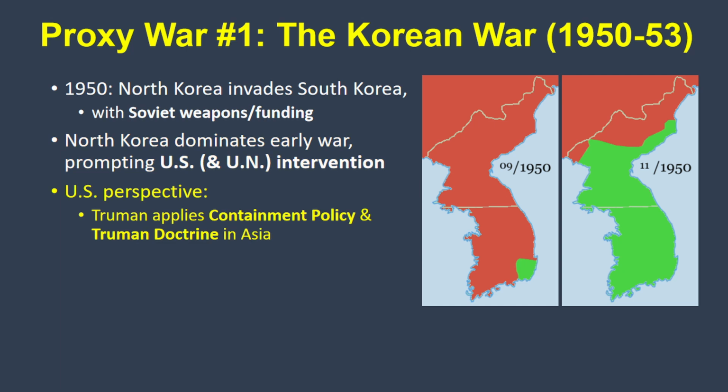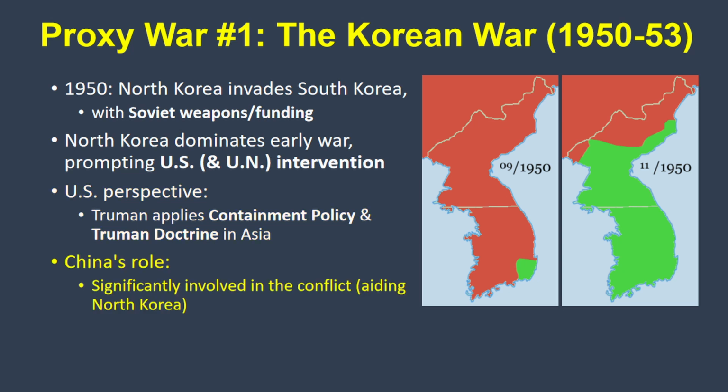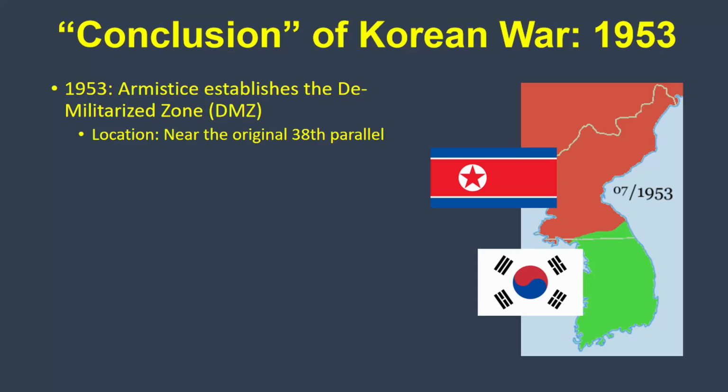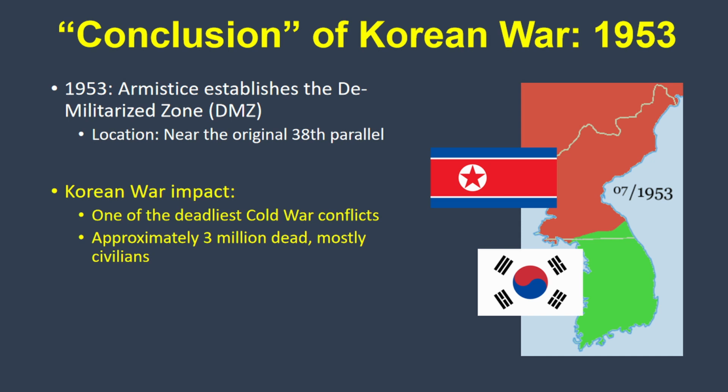President Harry Truman viewed this as crucial for implementing the containment policy and the Truman Doctrine to prevent communism spreading in Asia. The conflict also saw significant participation from China, which had recently become communist. More on that later. Eventually, an armistice in 1953 established the demilitarized zone near the original 38th parallel border. This conflict was among the Cold War's deadliest, with about 3 million deaths, mostly civilians. The war never officially ended.